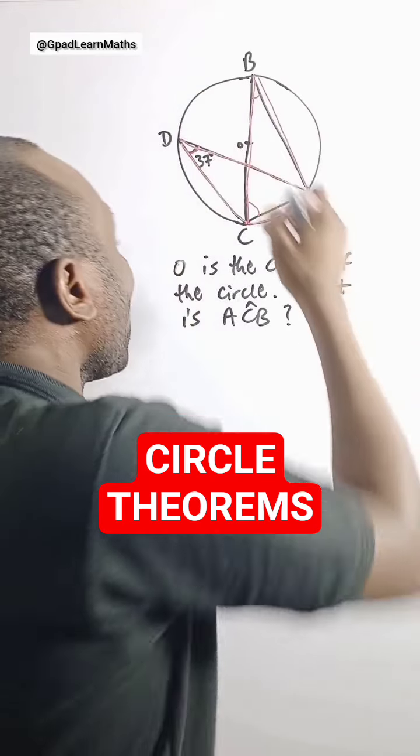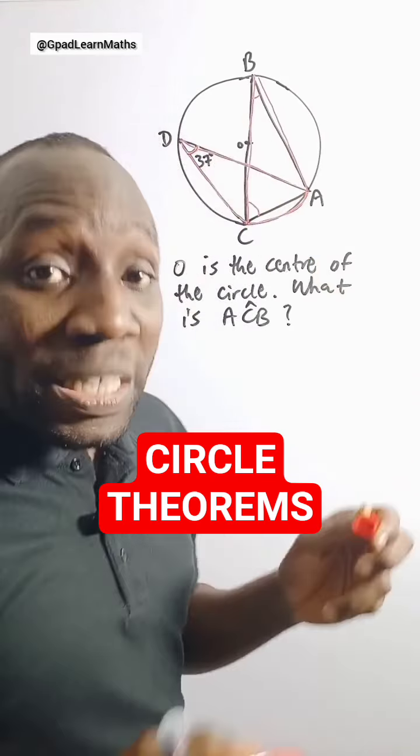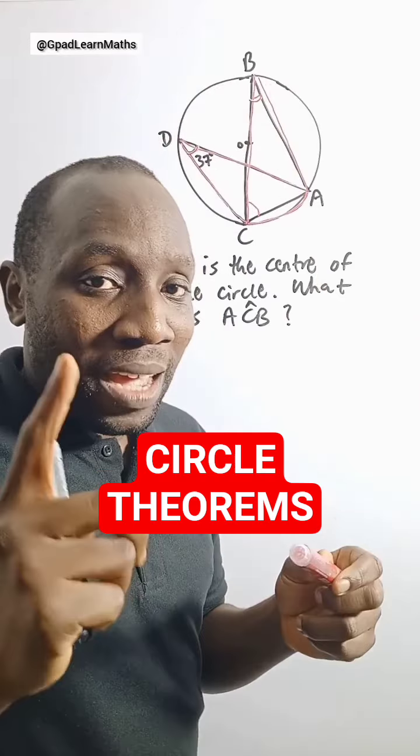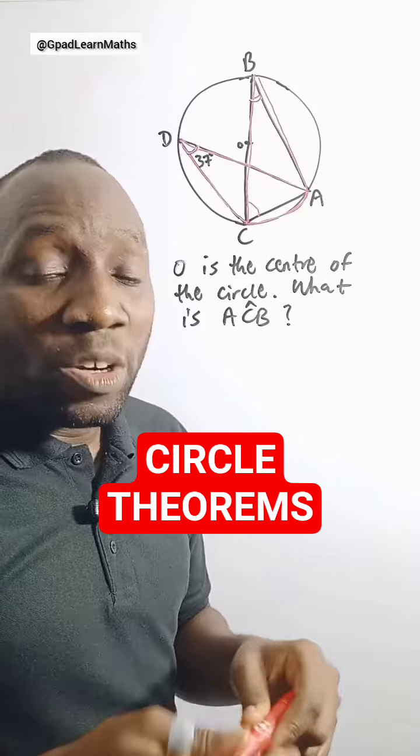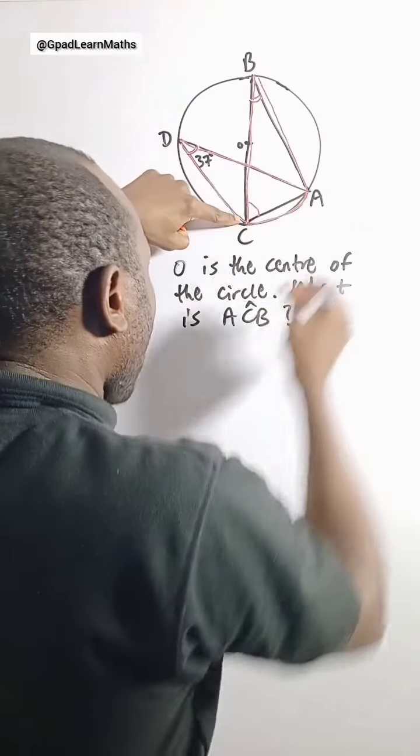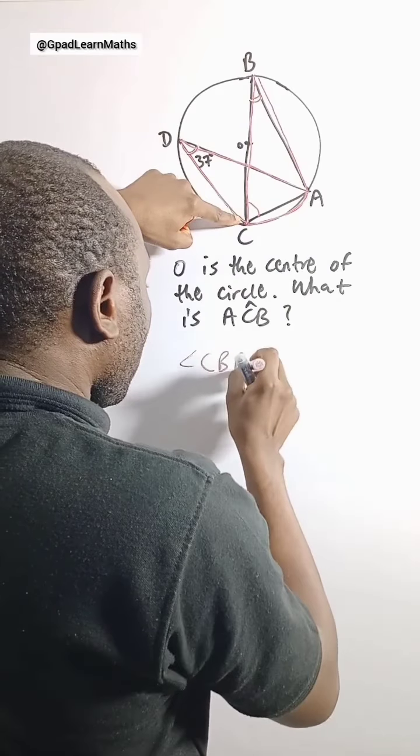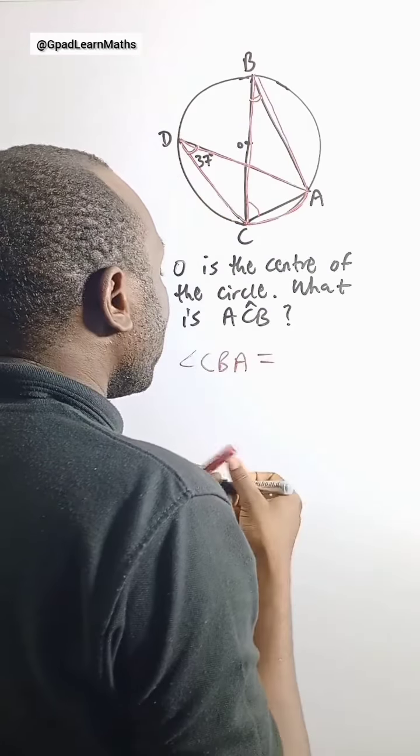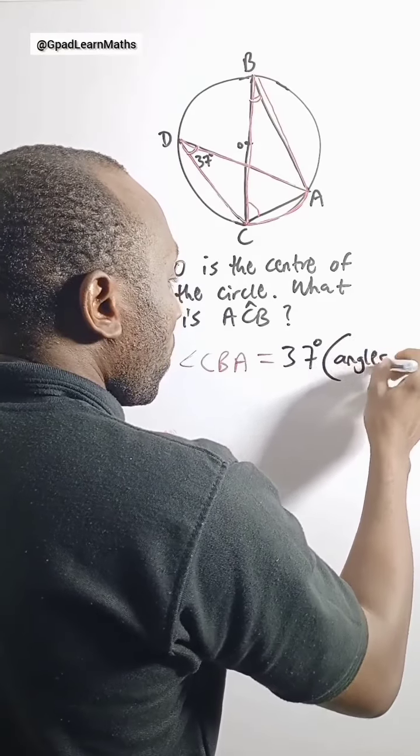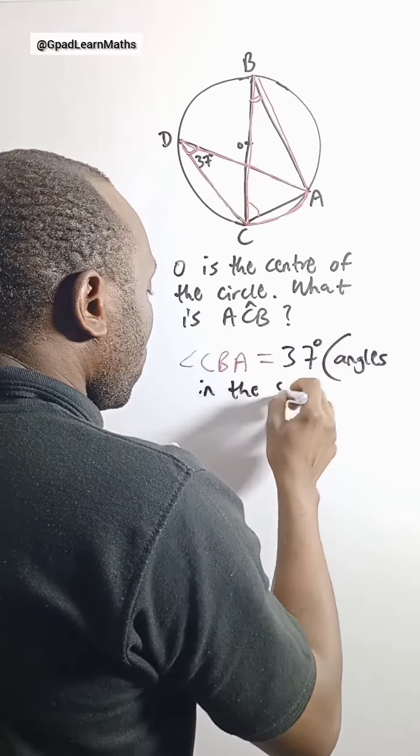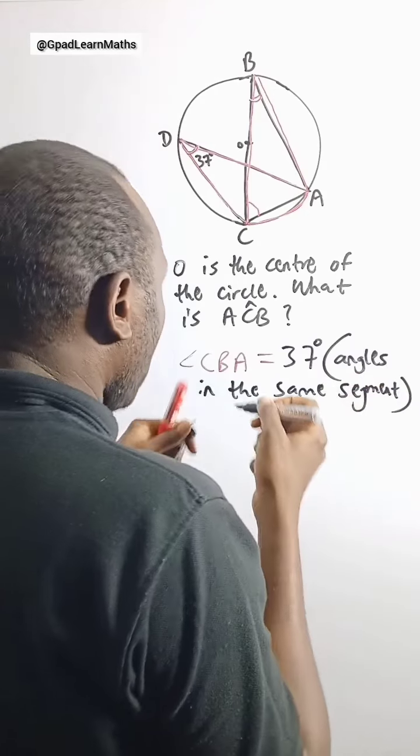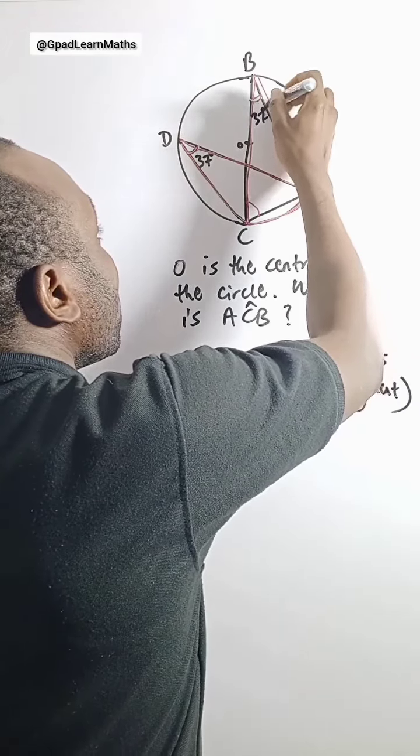You see? So whatever this angle is here would still be the same with this angle because they are both subtended by the same arc. Hence they are called angles in the same segment. So we can boldly say that angle CBA is equal to what? 37 degrees. In brackets, angles in the same segment. So this is 37 degrees.